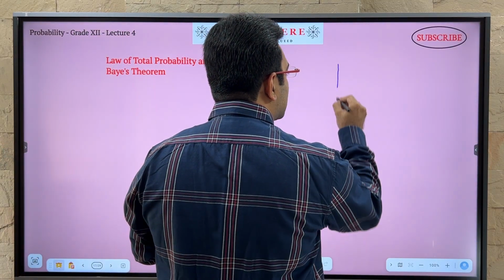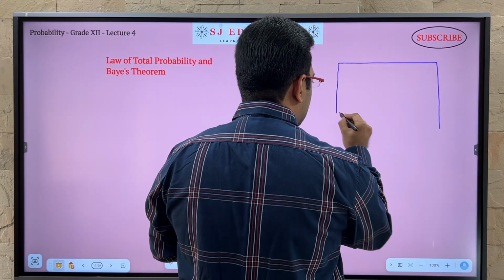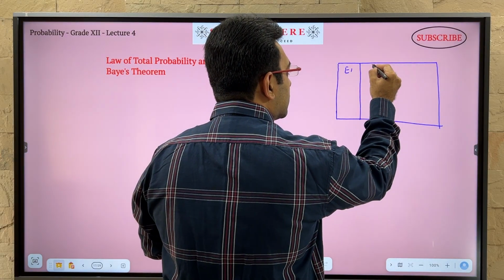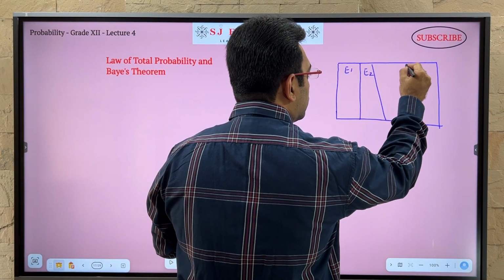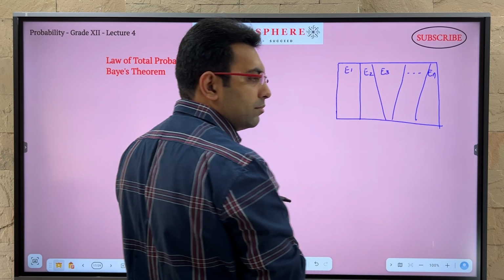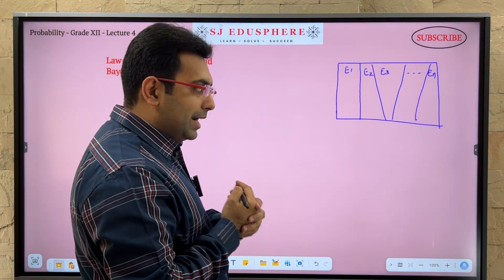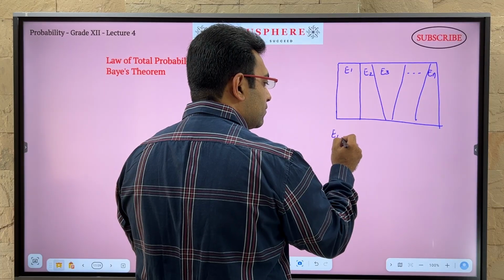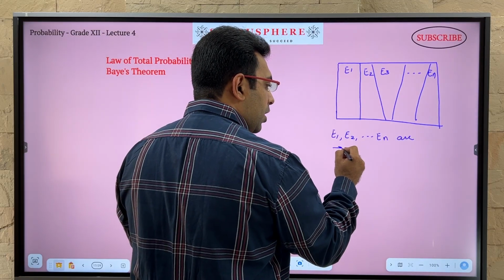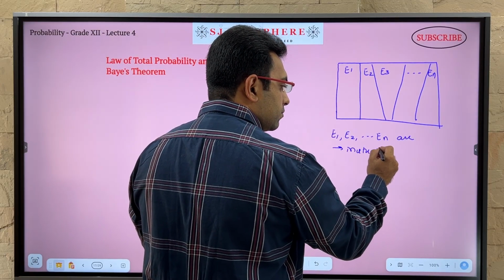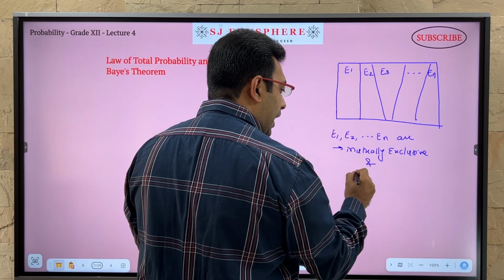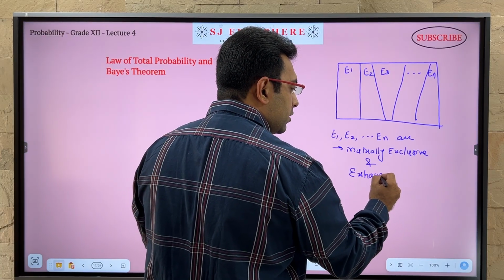So I am saying, suppose there are divisions E1, E2, E3, and so on up to En. Do you look at this diagram and understand that E1, E2, and En are mutually exclusive and exhaustive? What do I mean over here?